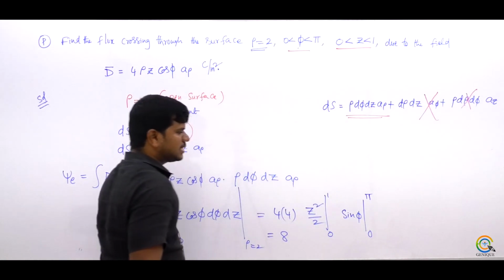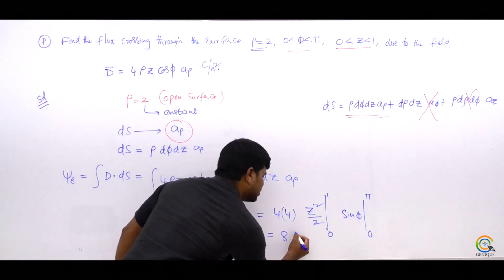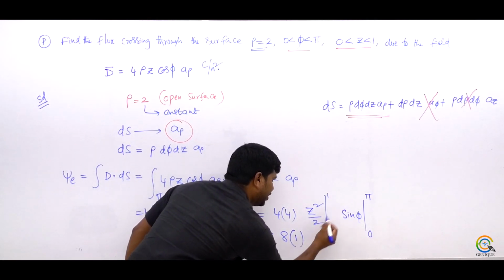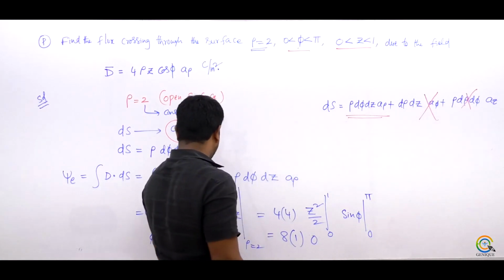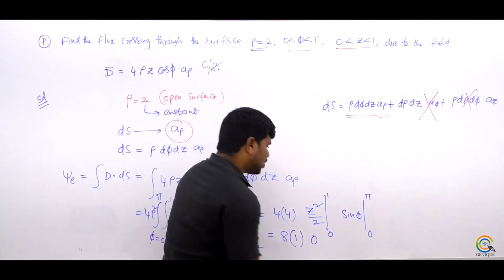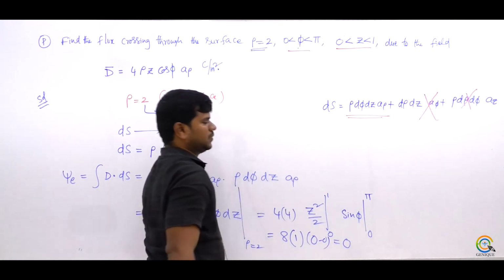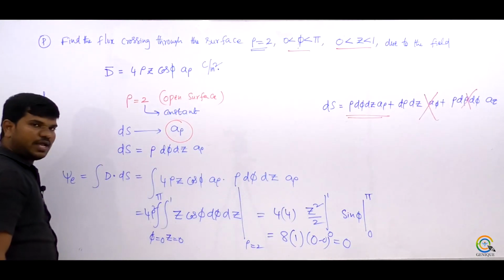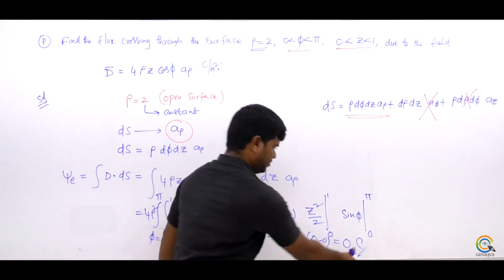What about this? Sin pi is 0 and sin 0 is also 0. So that means it is 1 into sin pi is 0. Okay. And sin 0 is also 0. So 0 coulombs leaving this surface.